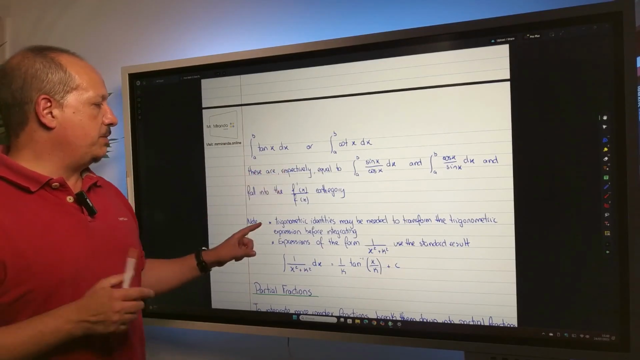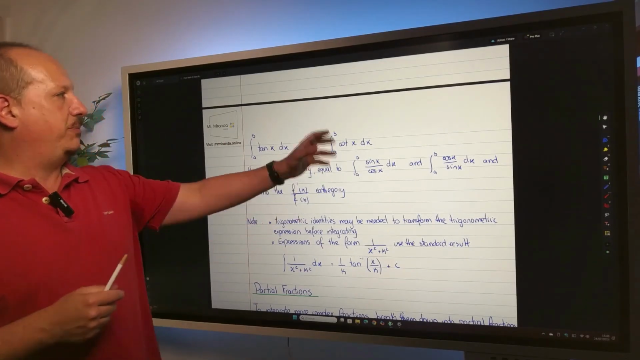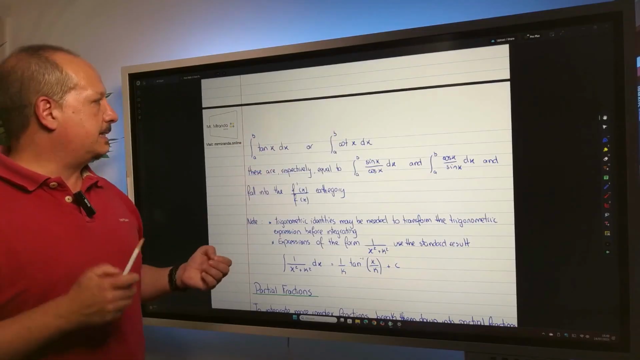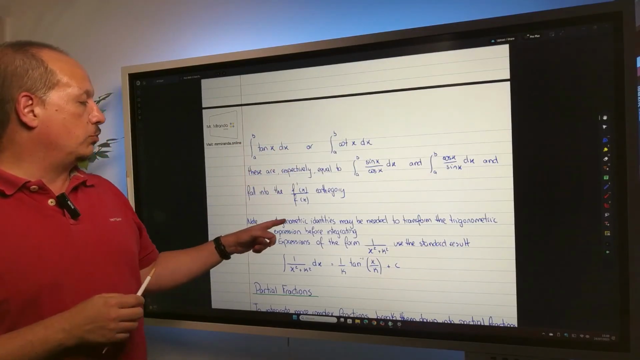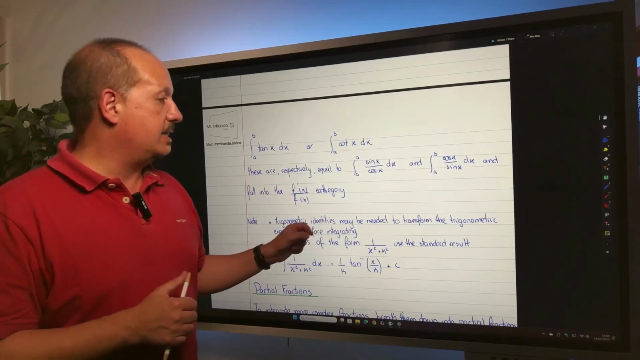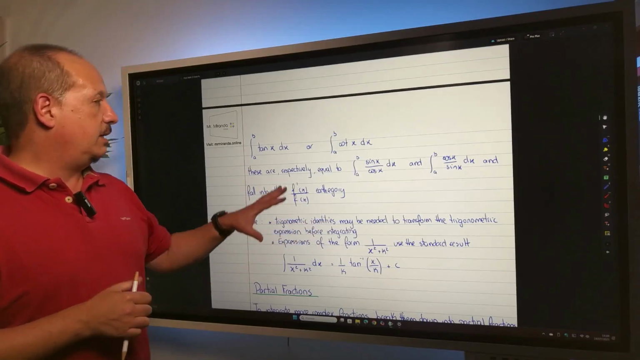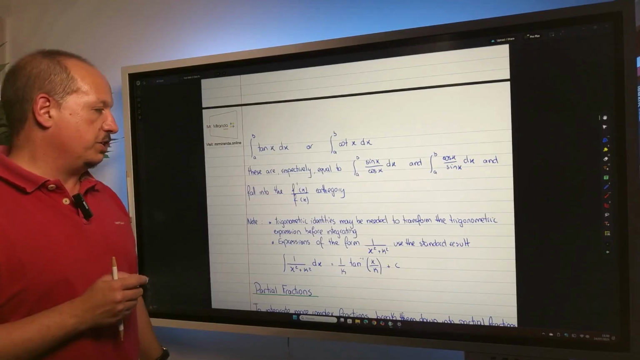Note that sometimes you'll have trigonometric functions that do not fall into this directly. So you may need to perform trigonometric identities so that it falls into one of these situations.